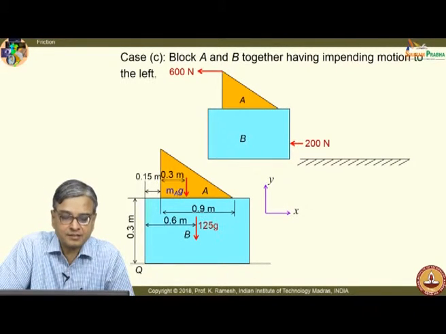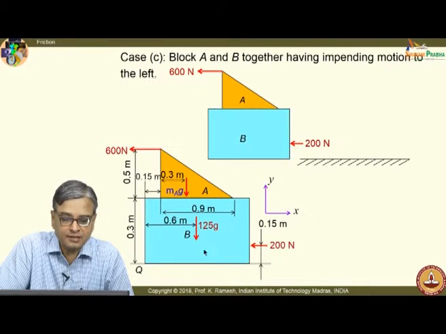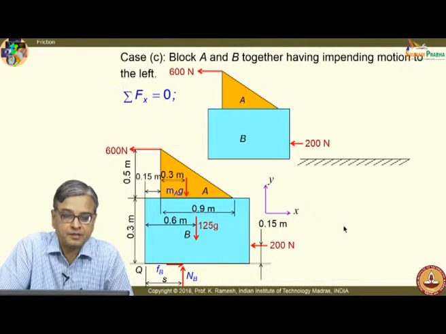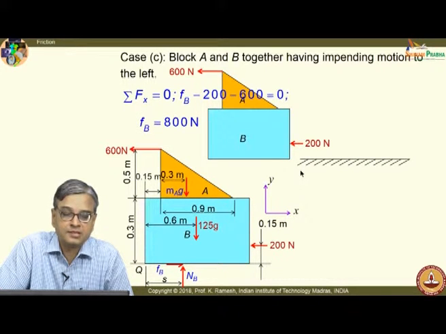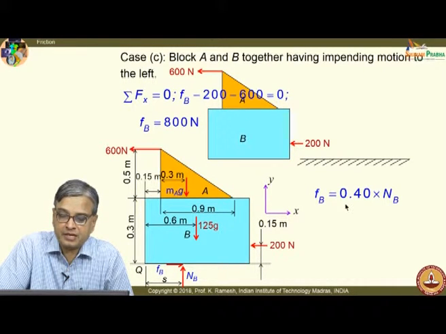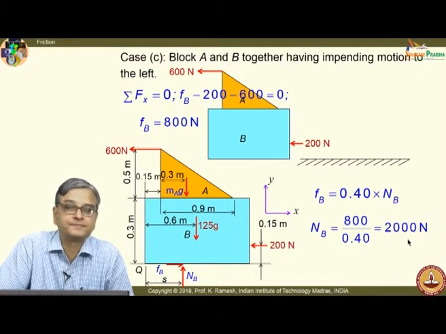So, I have this and I take them together and I am investigating what happens on this surface. So, I put this at an arbitrary position at a distance s from the edge q. I have the reaction as NB and frictional force as FB. When I apply the condition Fx equal to 0, I get Fb minus 200 minus 600 equal to 0. This gives me Fb as 800 newtons and Fb is equal to 0.4 into Nb. So, I get Nb as 2000 newtons.